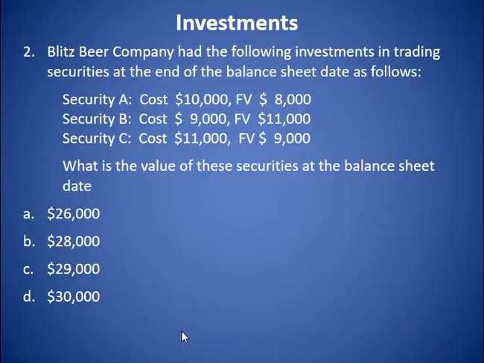Blitz Bear Company had the following investments in trading securities at the end of the balance sheet date as follows, and you're given 3 separate securities with their cost and their fair value as of the balance sheet date. And the question is, what is the value of these securities at the balance sheet date? So again, stop your video. When you're ready, restart your video to view the answer slides.